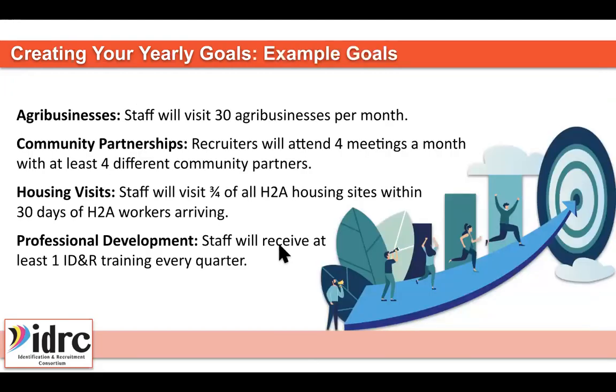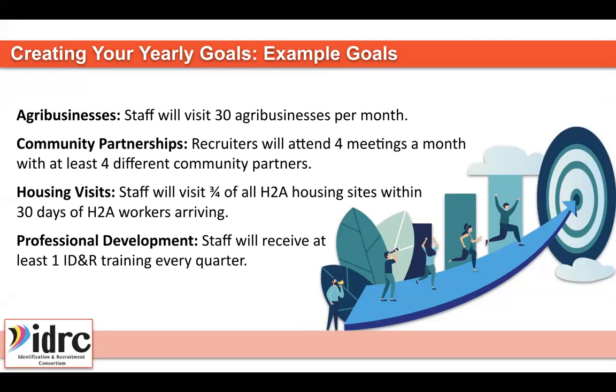So now as we look, what are some possible examples that are following these SMART guidelines for some of the groups that we looked at? For agribusinesses, maybe you can set that your goal is that your staff will visit 30 agribusinesses per month. Earlier in chat, Jessica mentioned exactly this. If one of your goals is for farm visits, you can set that the goal for each recruiter is to visit at least 25 farms per month.